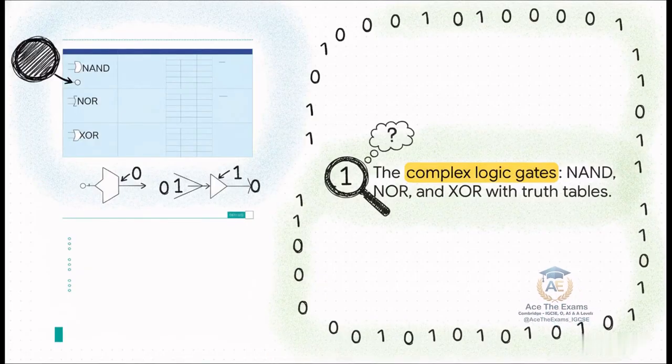Okay, let's level up to the complex gates, NAND, NOR, and XOR. Think of NAND as basically just an AND gate that has a NOT gate bolted right onto the end of it. You can clearly spot the D shape of the standard AND gate, but it has that little inversion circle stuck on the tip. So instead of being super strict and only outputting a 1 when both inputs are 1, a NAND gate is essentially the complete opposite.